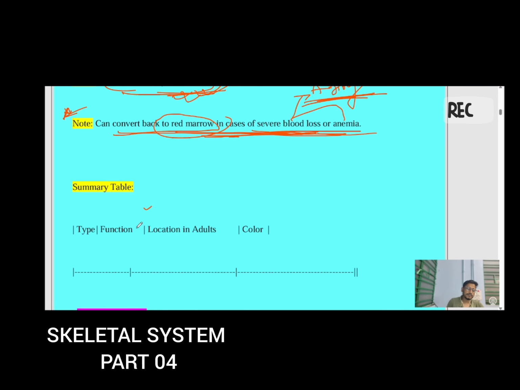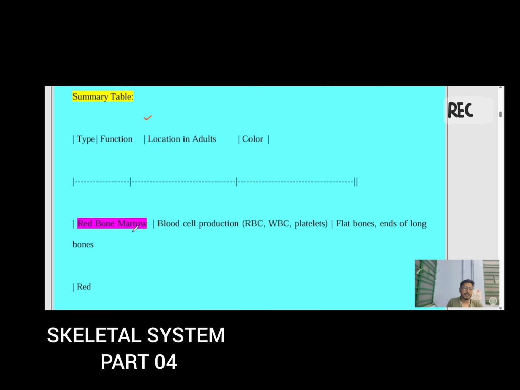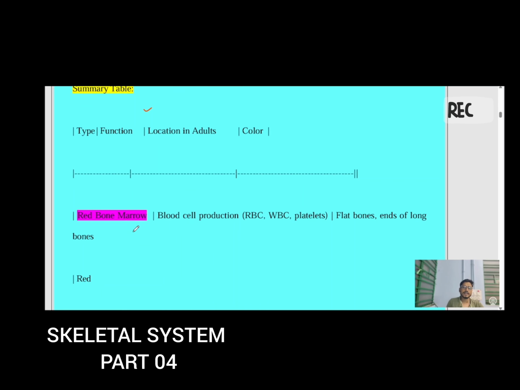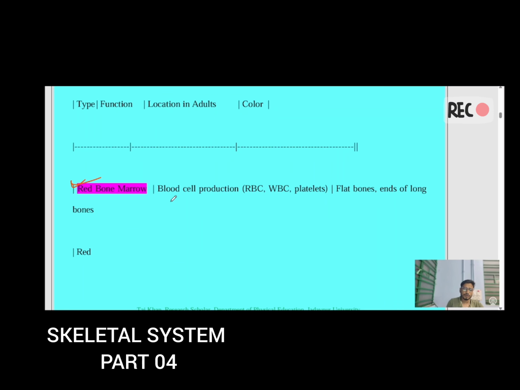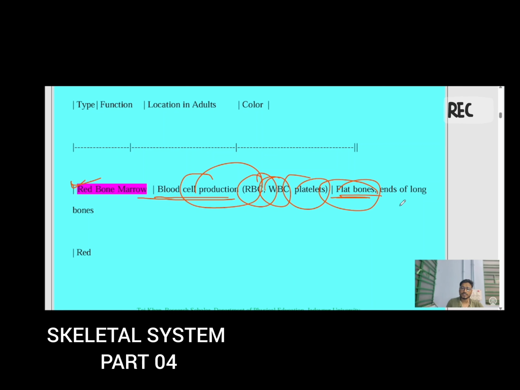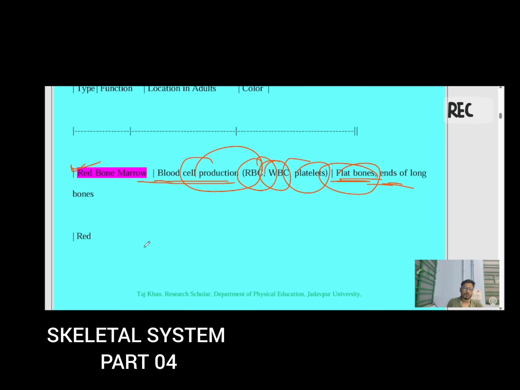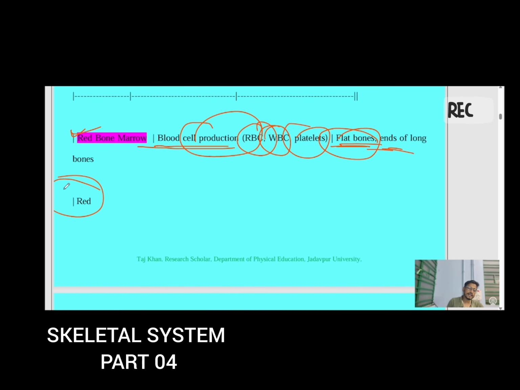And here is a summary table. If you carefully observe the summary table, it shows the type, function, location in the adult, and color. What is the function of red bone marrow? Red bone marrow is responsible for blood cell production, not only red blood cells but WBCs and platelets also. The location is the flat bones and the ends of the long bones, and its color is red. Why red? Because of hemoglobin.